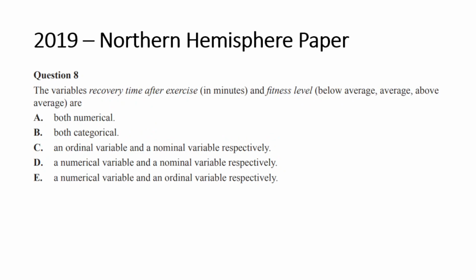Okay, if we look at the 2019 exam paper, we see a very similar question. The variables recovery time after exercise in minutes and fitness level, these categories below average, average, above average, are what? Well, you just heard me say the second one. Fitness level is categorical because we've got three categories in here: below average, average, and above average. And then recovery time after exercise is in minutes. So this is a numerical variable.